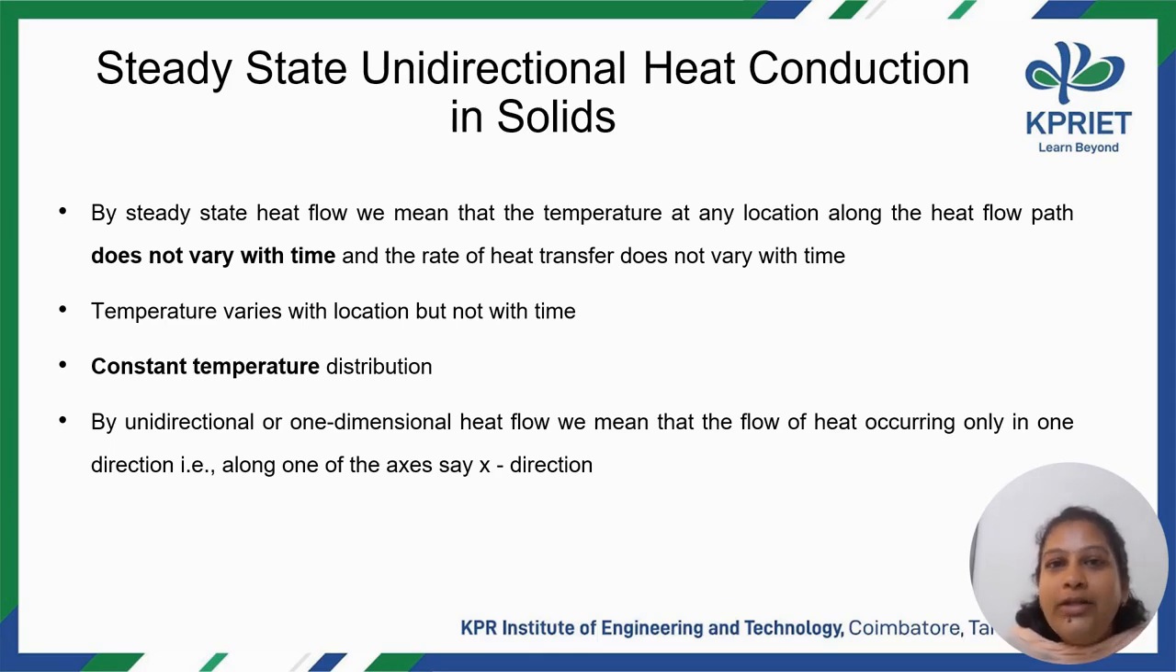First, let us decode the terms like steady state unidirectional flow. What do you mean by steady state? Whenever the properties of the system, say temperature, pressure, flow rate or anything, do not change with respect to time, then we call it a steady state. What do you mean by unidirectional? When the temperature varies in only one direction, then it is called unidirectional. In our case, we are going to consider only one direction, that is the x direction.